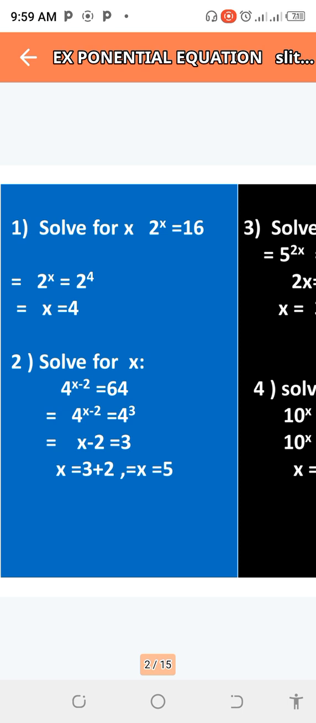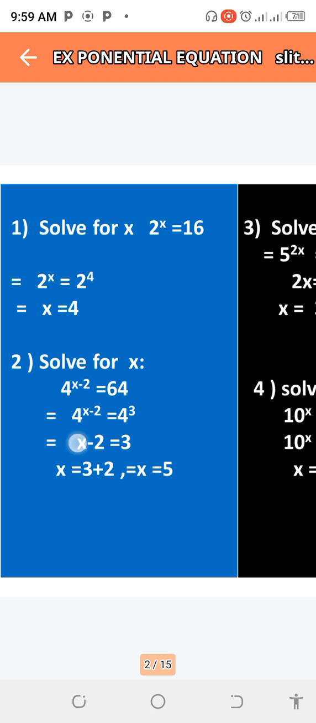Question 2 says, solve for x: 4 exponent x minus 2 is equal to 64. Now, what do we do? We look at the power there, which is 4. 64 is in the power of 4 because 4 times 4 is 16, and 16 times 4 is 64. So the expression becomes 4 exponent x minus 2 is equal to 4 exponent 3.